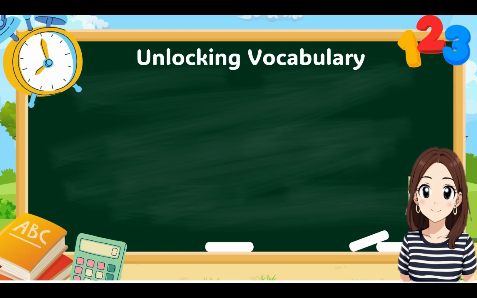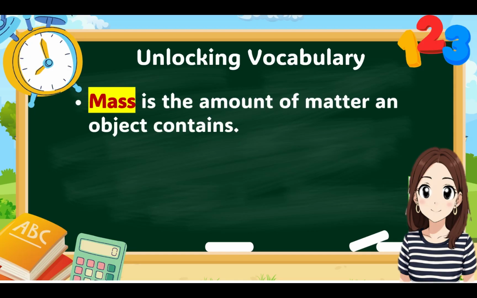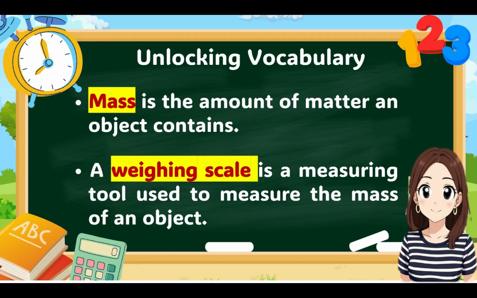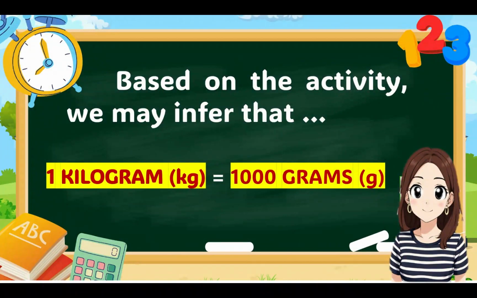Let's unlock some vocabulary. Mass is the amount of matter an object contains. A weighing scale is a measuring tool used to measure the mass of an object. Based on the activity, we may infer that a kilogram, represented by small letter kg, is equal to 1,000 grams. In symbol, it's small letter g.